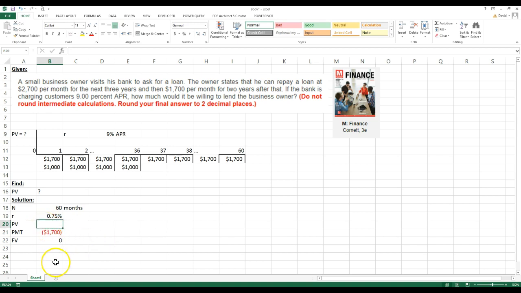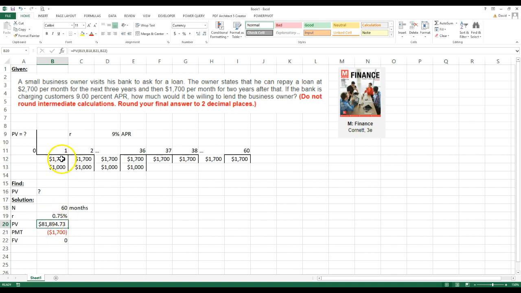And then what we can do, we can go equals present value. The first thing it asks for is a monthly rate. We're going to put that in. The number of periods is 60 months. The payment is this negative 1700. The future value is zero. We don't have to do type because it's an ordinary annuity and that's just the default for Excel. You know, the payments are at the end of the period. It's not an annuity due where the payments would be at the beginning of the period. It's an ordinary annuity where the payments are at the end. So I can just go ahead and close my parentheses.